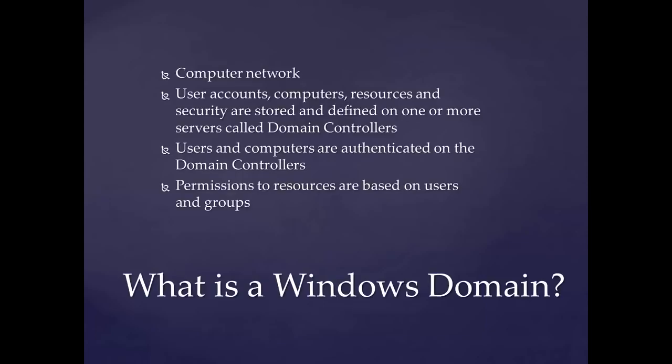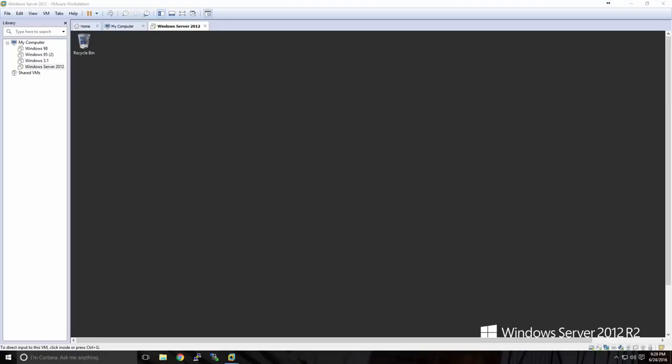Now that we have a working Windows Server 2012 installation, our next step is to create a Windows domain. Well, what is a Windows domain? A Windows domain is a computer network where user accounts, computers, and resources, and the security for all those things are stored and defined on one or more servers that are called domain controllers. Users and computers on the domain are authenticated through the domain controllers, and the permissions to the resources are based on user accounts and the groups that contain user accounts.